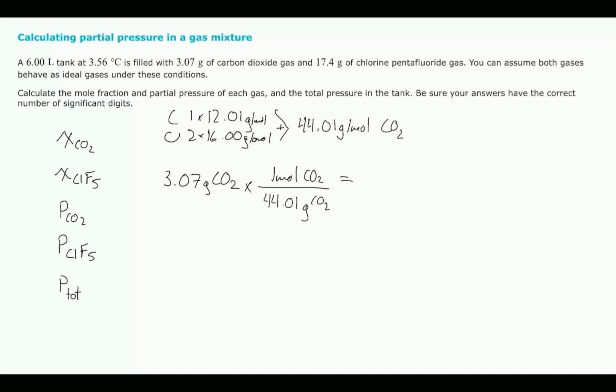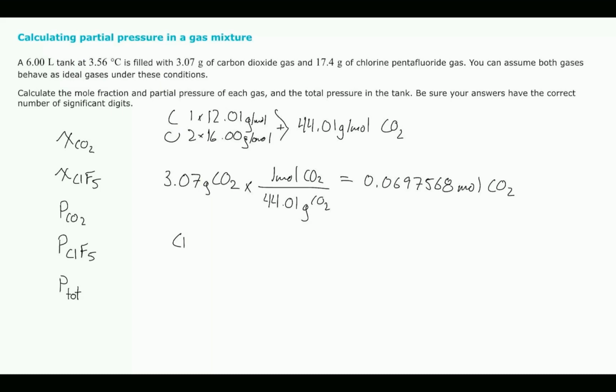So 3.07 divided by 44.01. My calculator's in scientific mode. So 0.069756. Again, keeping more decimals than we need to avoid rounding errors. Okay, so that's moles of CO2.